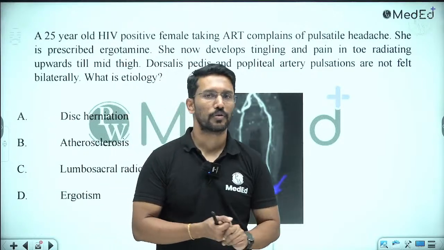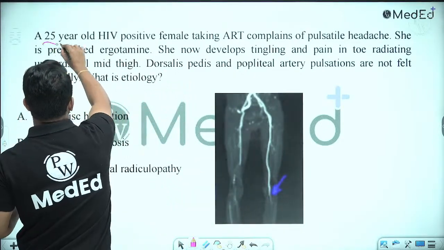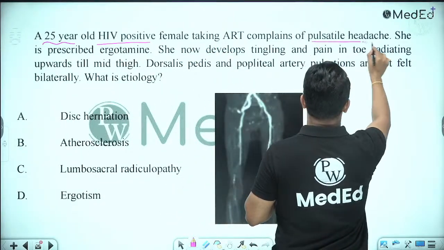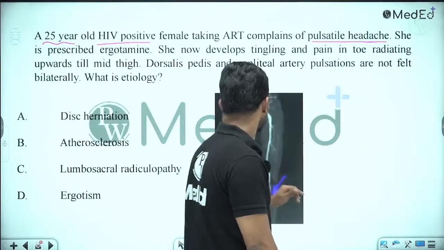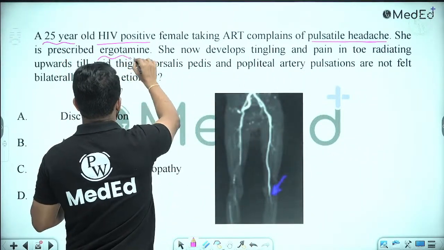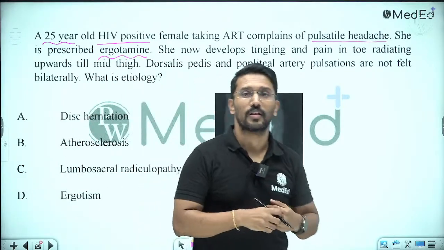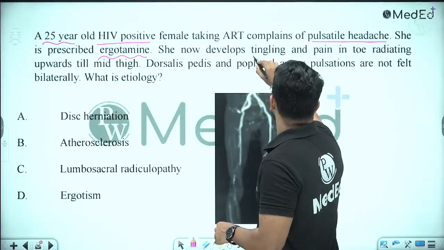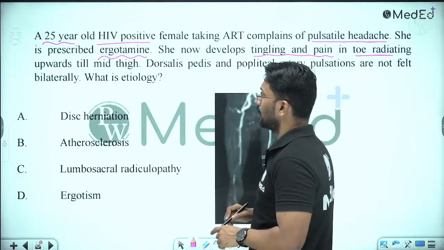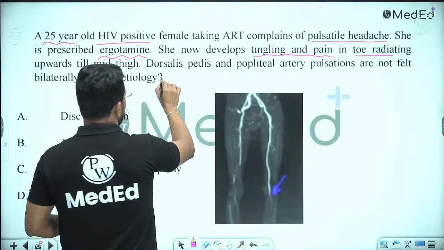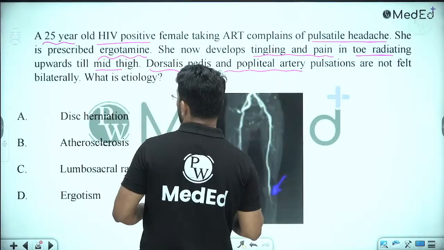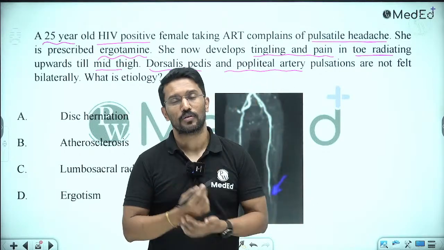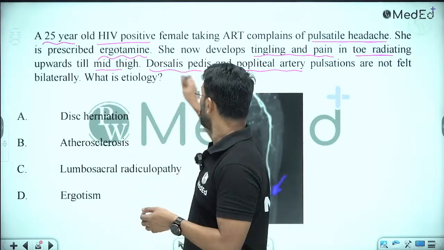Okay. Now one more question over here. A 25-year-old HIV positive female taking ART complains of pulsatile headache. In an HIV patient, a headache has many differential diagnoses. She is prescribed ergotamine, right? So if she's been prescribed ergotamine, what should I think of as a diagnosis? Obviously, it's most likely migraine. Now she develops tingling and pain in the toe, radiating upwards till mid-thigh. Dorsalis pedis and popliteal artery pulsations are not felt bilaterally. That means patient has most likely developed occlusion of the dorsalis pedis and also the popliteal artery.